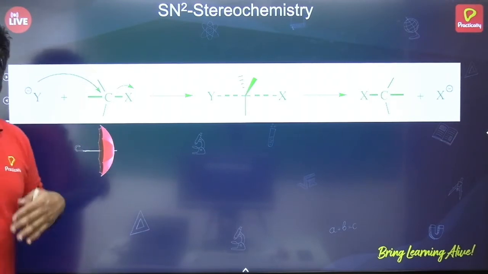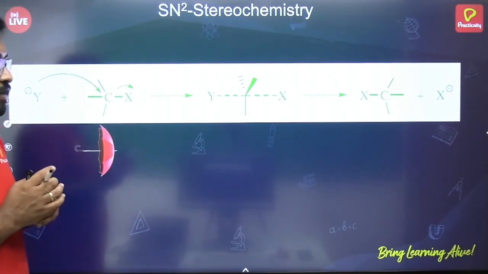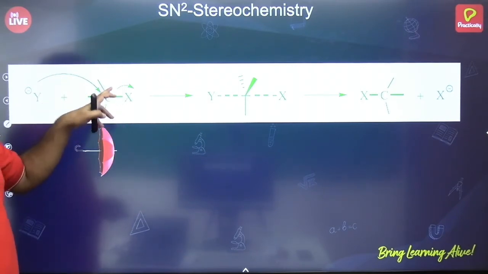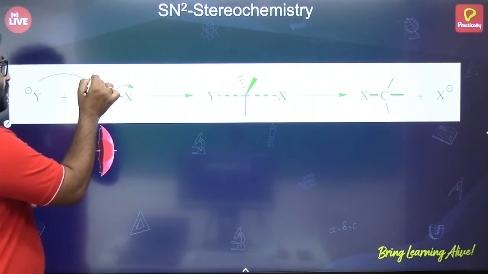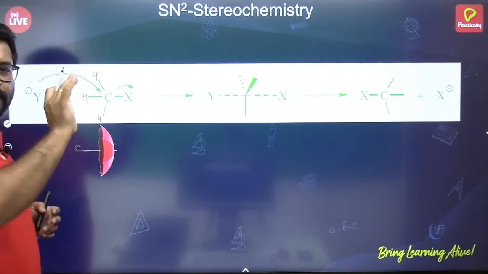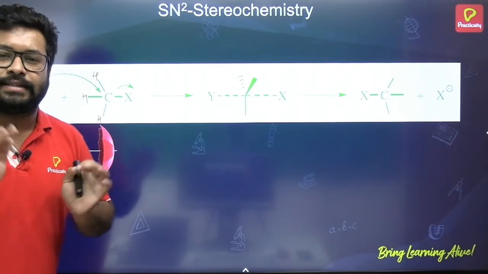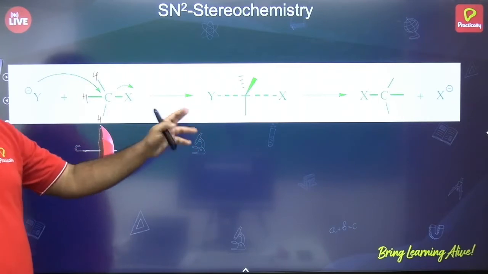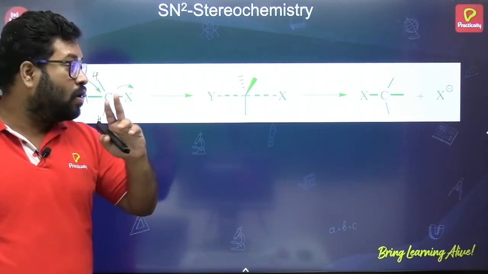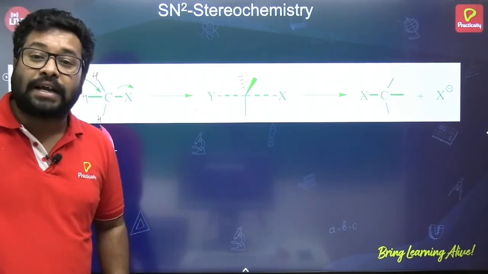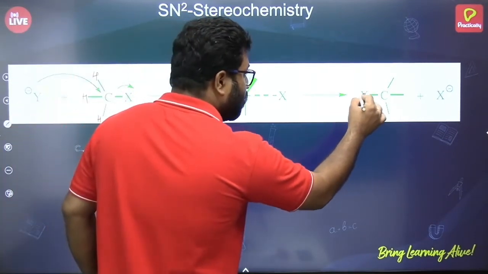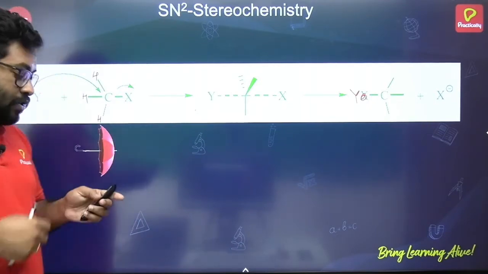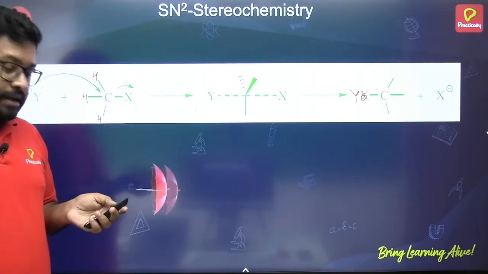What is meant by inversion? You can see here the inversion completely. See, this carbon was like this. This must be your hydrogen, right? Hydrogen, hydrogen, hydrogen, or whatever it is. In this case, we are considering it as a hydrogen. This was your X. Your Y minus came, attacked on carbon, then X departs, Y stays there. Now Y has formed a bond from the back side, which has inverted the stereochemistry completely, right?